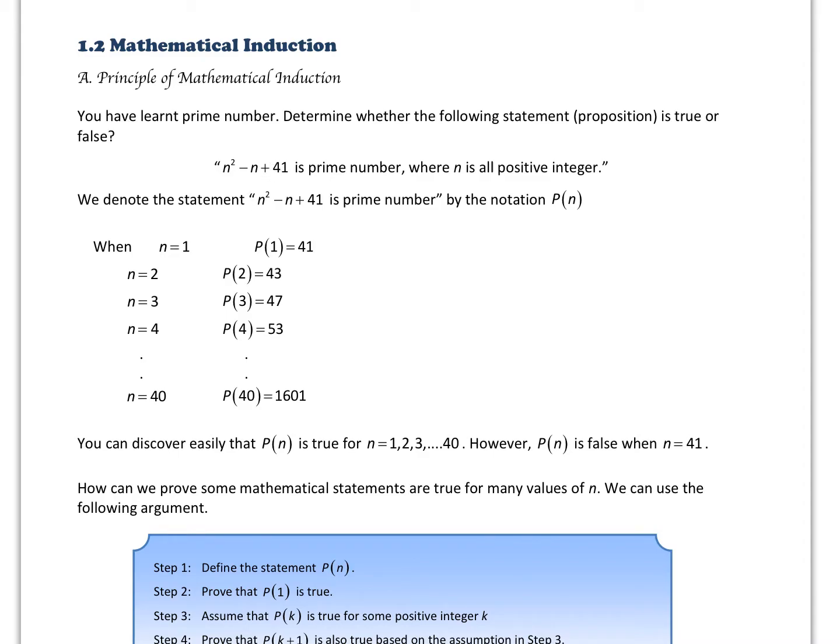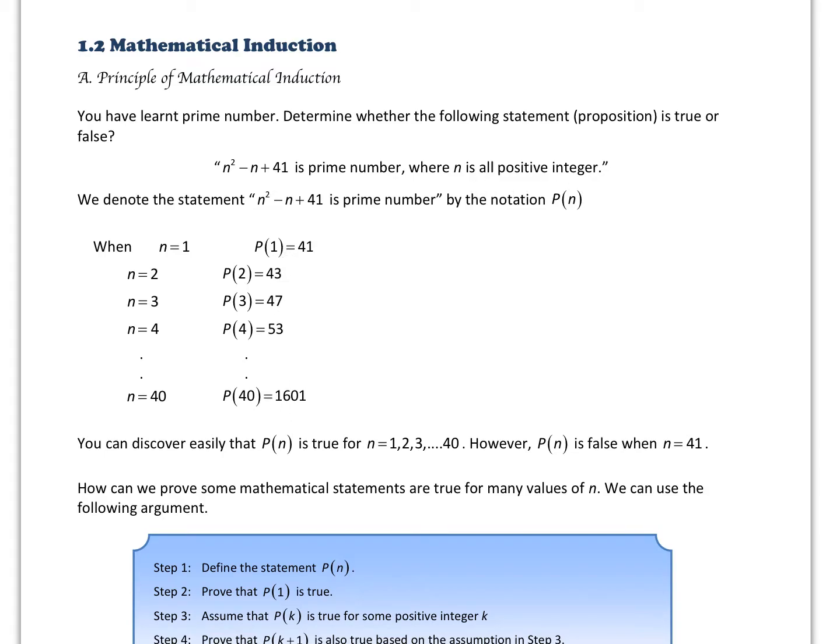Then can we say this formula must be a prime number where n is all positive integers? I believe that most of you will argue, okay, you need to try all the positive integers. When I try next, when n is equal to 41, this statement is false. So we cannot use this way, because sometimes we cannot try all the positive integers. We have infinitely many integers, so we cannot try one by one.